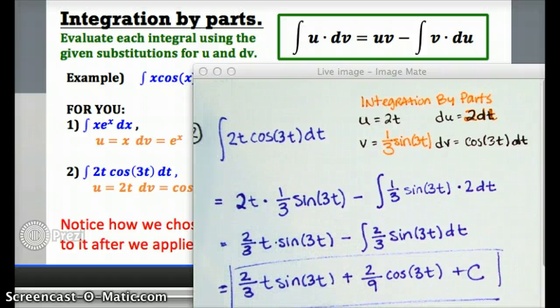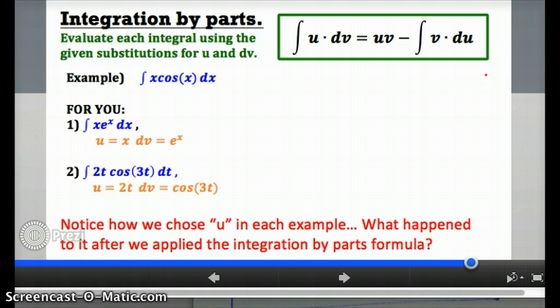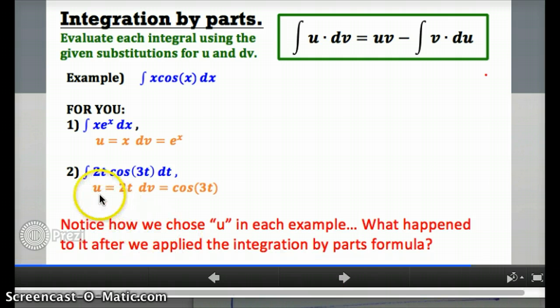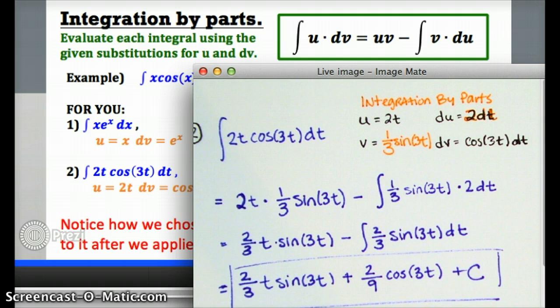Okay, from here you should basically understand that integration by parts is just applying this formula, and you will need to memorize that formula. The tricky part is not the formula, it's choosing u and dv so that it actually works out. Think about the examples that we did. What happened each time when we took the derivative of u? What happened that made the second integral easier than the first? I'll put this second example up so you can see it.